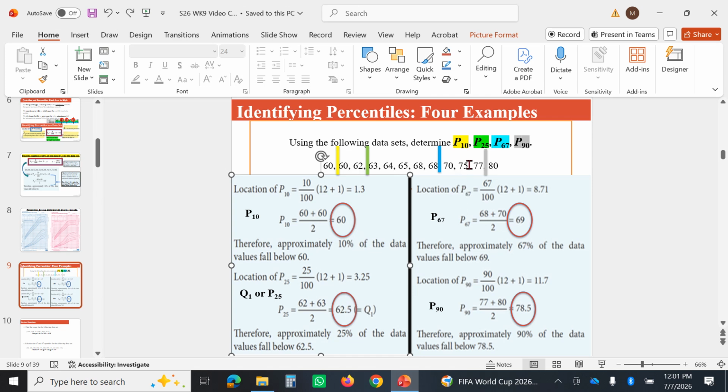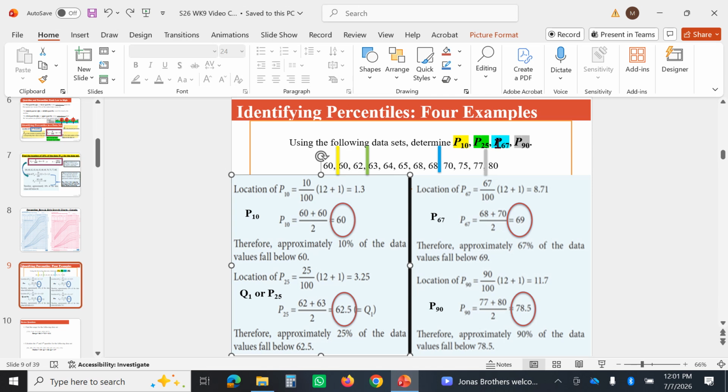Let's have a look at P25. They're denoted in green. Okay, so location of P25, there's your 25% over 100, still dealing with 12 numbers plus 1. So you get a number there of 3.25. So moving up 1, 2, 3. So somewhere between 3 and 4, right? Because that's 3.25. So we're in there somewhere. So I need to take 62 and 63 and divide by 2, which is what is happening here. So 25% of all data falls below 62.5.